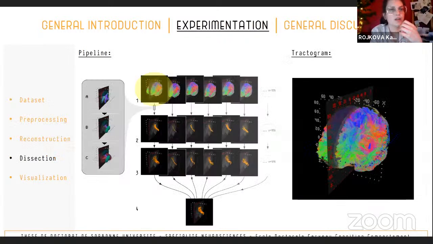Here is our pipeline. So what I was saying before is, we did all the pre-processing, which is what I told you before about the tracking algorithms. We did that, and we obtained the tractograms of our 178 participants.